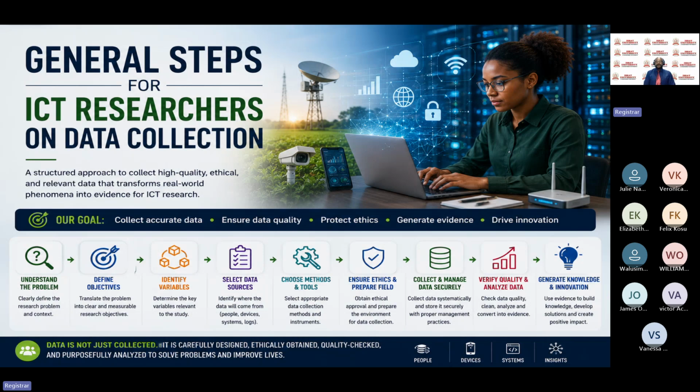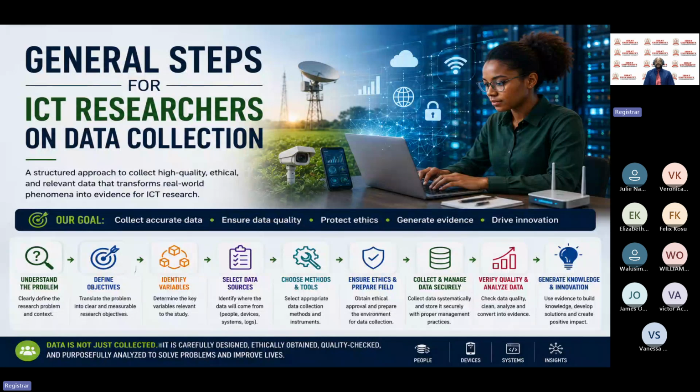This is common for all researchers. Then verify the quality of the data before you analyze the data. Because in any kind of research, the data you collected needs proper cleaning. You have to remove the values that are not properly endorsed, and really we have to convert them into evidences. Once you've done all these stages, 100% you can generate the knowledge, you can create innovation. That is the scope of research.